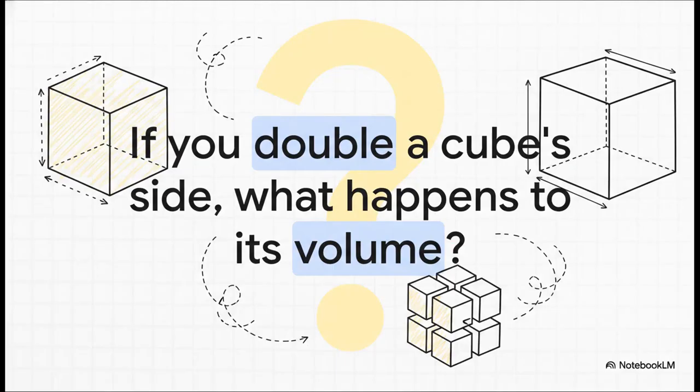So let's do a quick pop quiz. If you take a cube and you double the length of all its sides, what happens to the volume? Does it just double too? You'd think so, right? But nope, the volume actually gets 8 times bigger. It's wild, but it makes perfect sense because you're doubling the length and the width and the height. So that's 2 times 2 times 2.